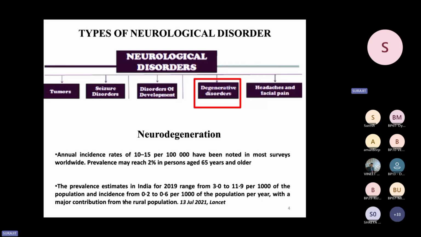The major contribution is from the rural population, which is the most important part. One is the urban population, another is the rural population. We see that the rural population is more affected by various neurological disorders than the urban population. So there might be some cause related to the rural population. And if we see where this rural population is, we found that it is mainly in the Indo-Gangetic plain, that is the east of UP, Bihar, West Bengal. This population was found to be more affected by neurodegenerative disorders than most other Indian populations.